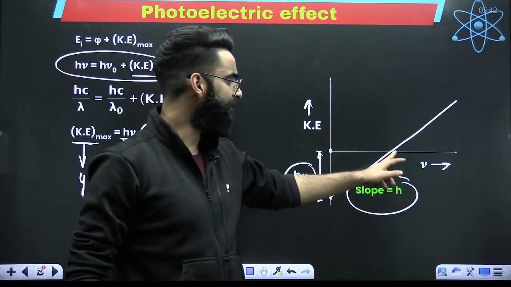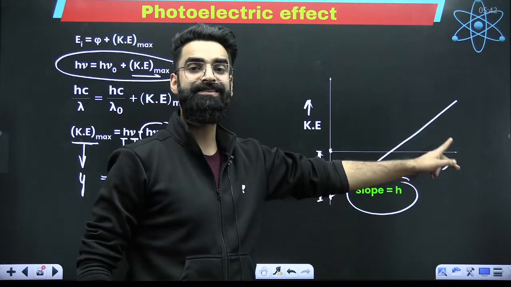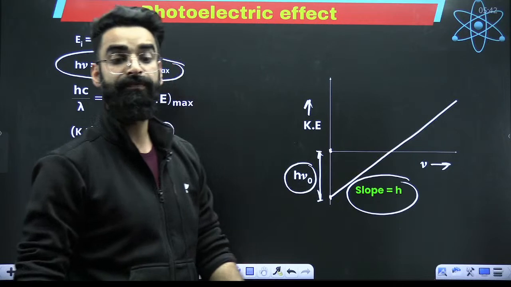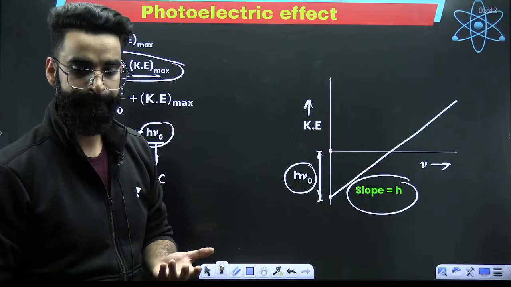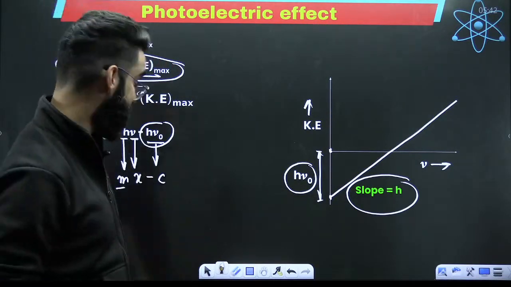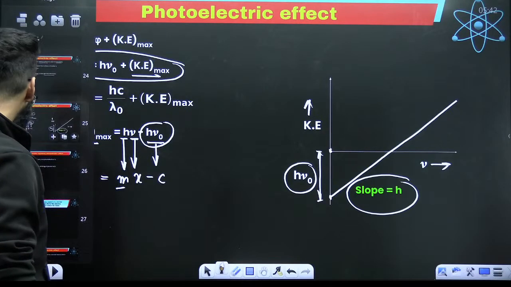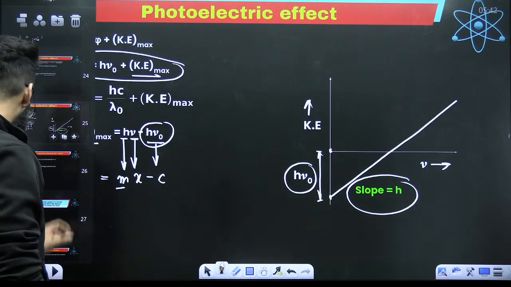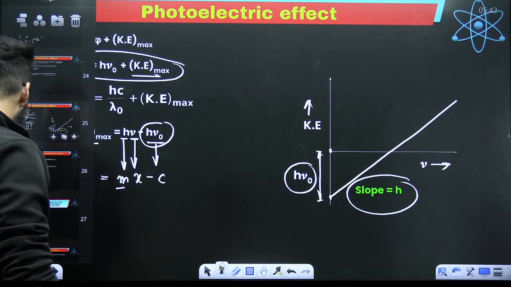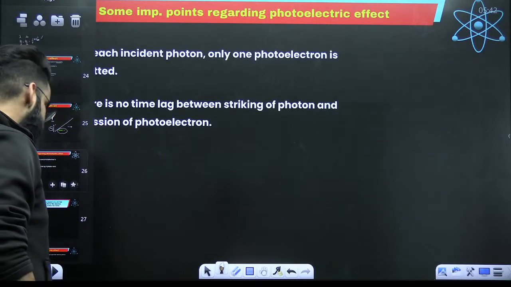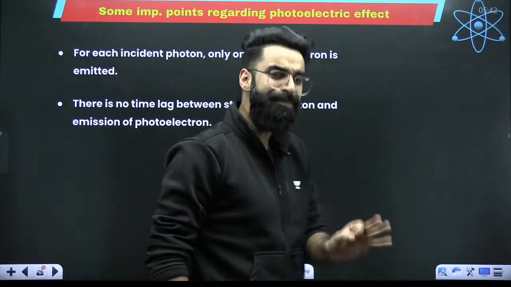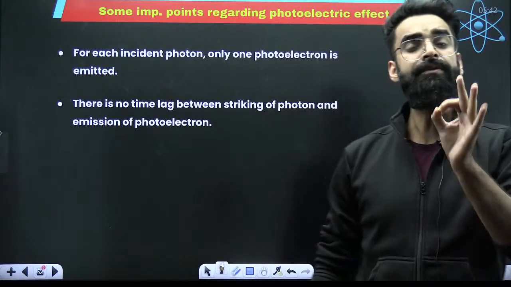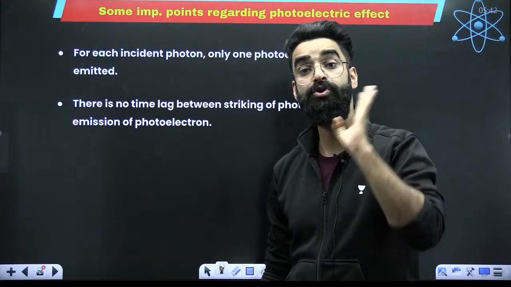So what is happening basically? On increasing the frequency of the incident light, the kinetic energy of the photoelectron increases. The speed with which the photoelectron moves increases. I believe it's clear to everyone. Now, my dear students, there are a few things which you need to know. Let me tell you, one photon is enough to knock out one electron.